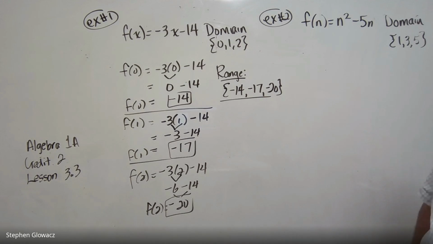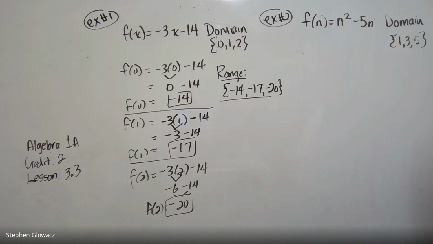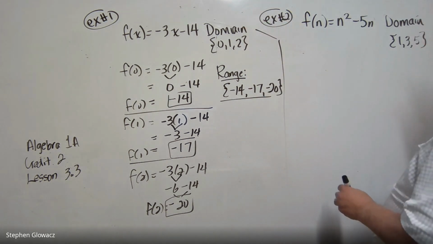All right, very good. So now let's take a look at our example for number two. So number two, we have f of n equals n squared minus 5n. And our domain this time is 1, 3, and 5. So we'll start off by making some room there.